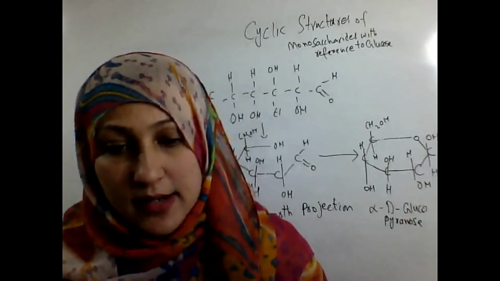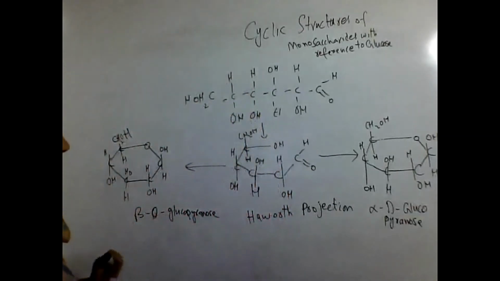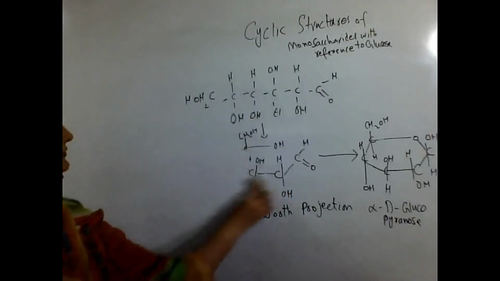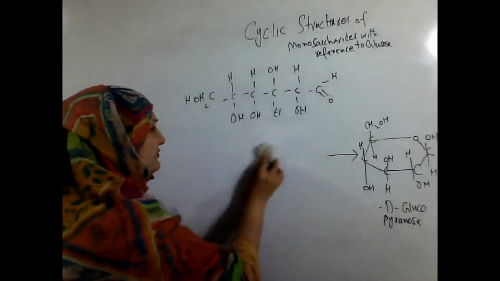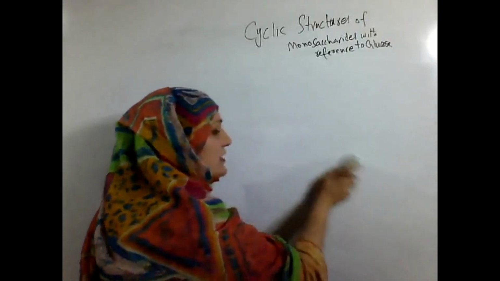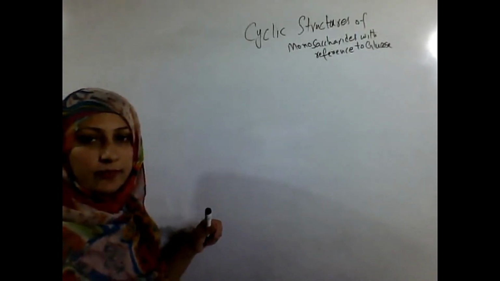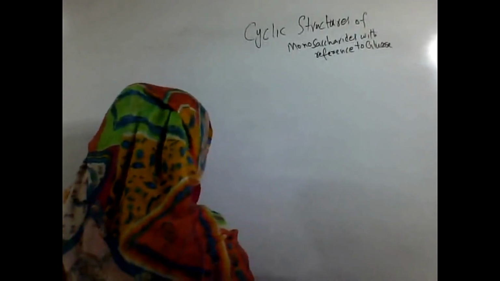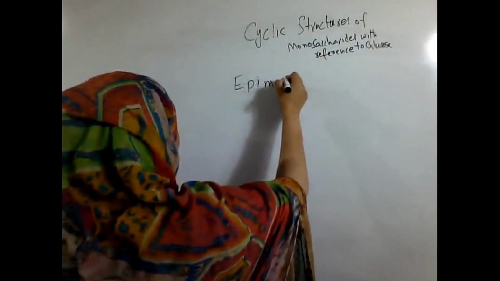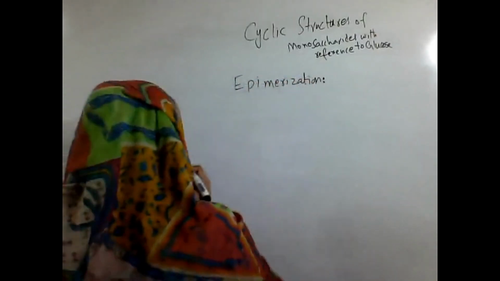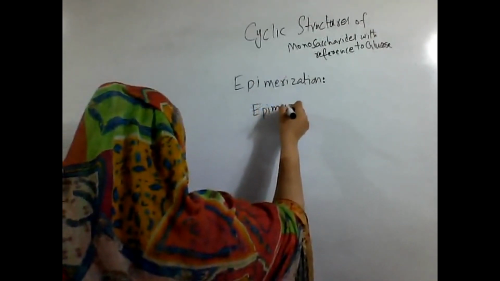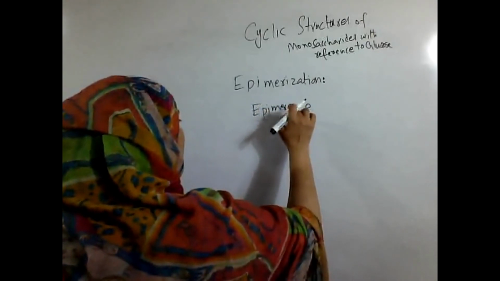Next is epimerization. After the Haworth projection, the next property is the epimerization of the molecules. The molecules formed by this are called epimers of each other.